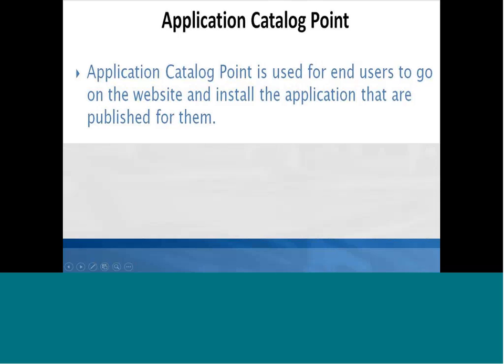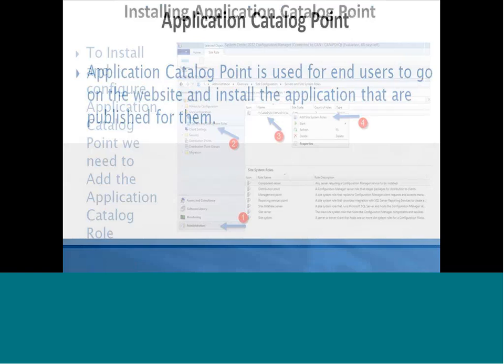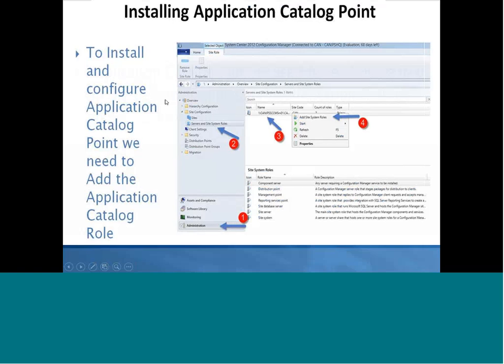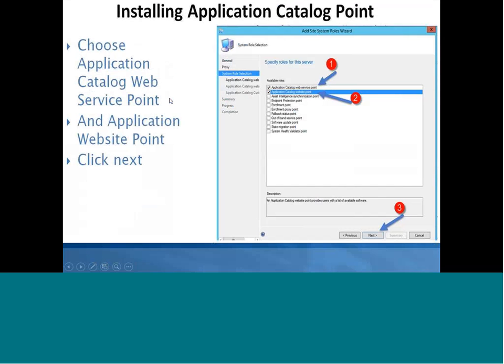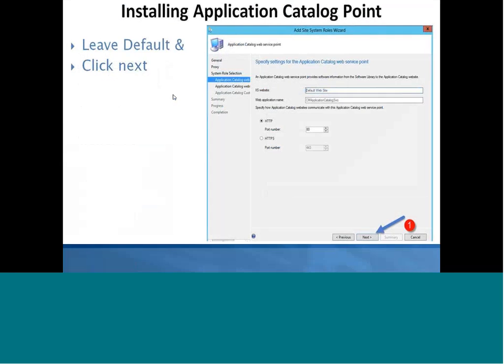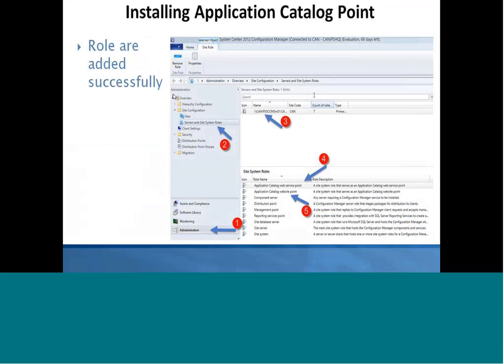Application catalog point is used for end users to go on the website and install the applications that are published for them. So application catalog is a role that needs to be deployed on SCCM, just like the distribution point is a role, but it's supposed to show the set of applications. So we can quickly do this now, and it should be showing in our applications because it's harmless.